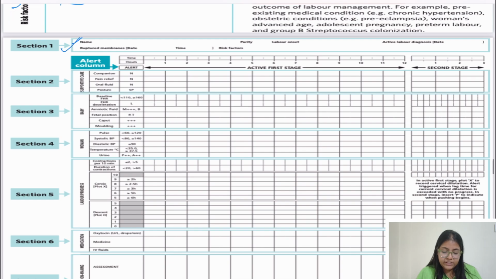So this is the first section, and after that you can see there are other sections, second, third up to 7, and there is an alert column against each section. In the alert column, we record our findings in blocks, and we match our findings with that of the alert column. If anything matches the alert column, we will circle it red, and that is an alerting thing for us, then we should be intervening. We should take the action. Okay, what needs to be changed for the next hour or so. So this is how we plot.